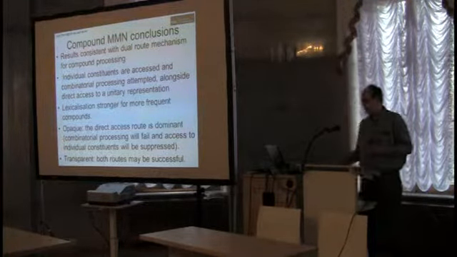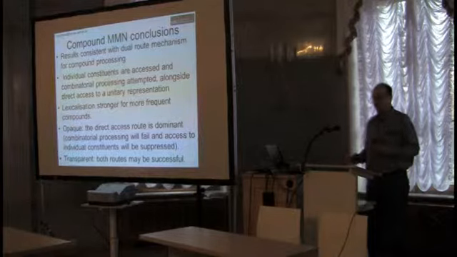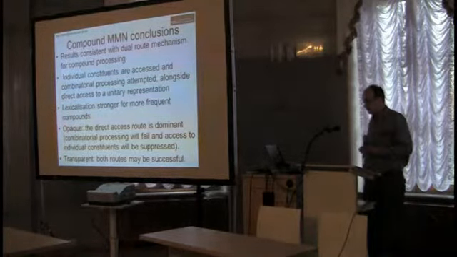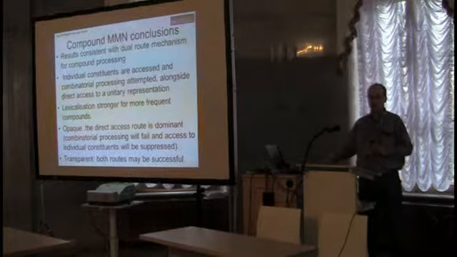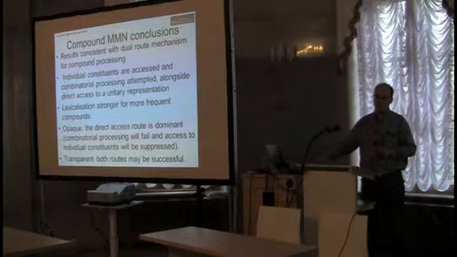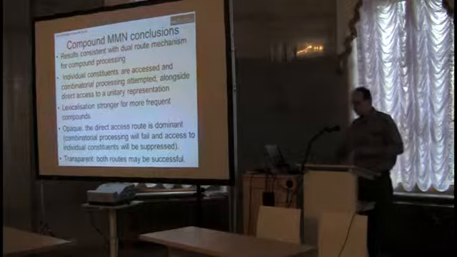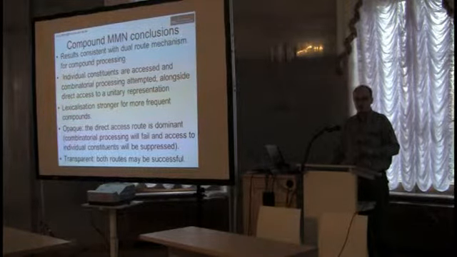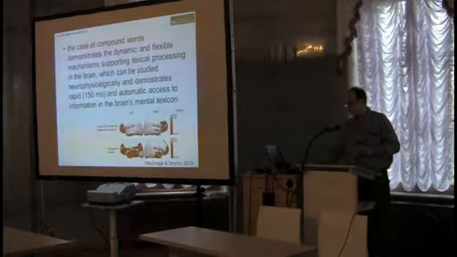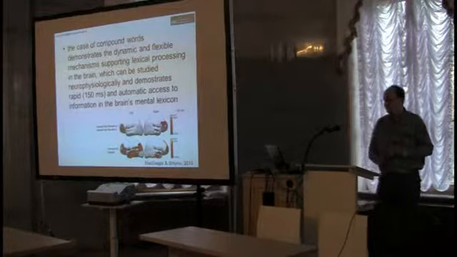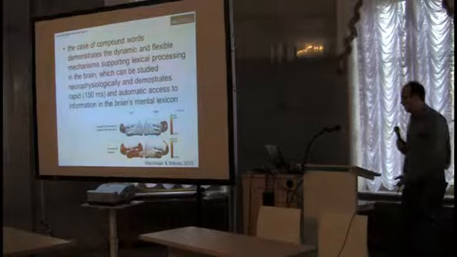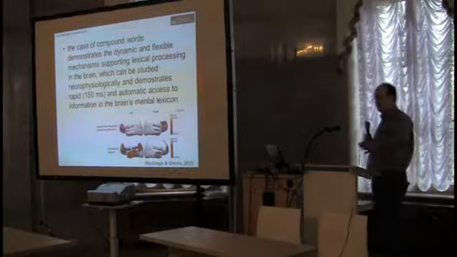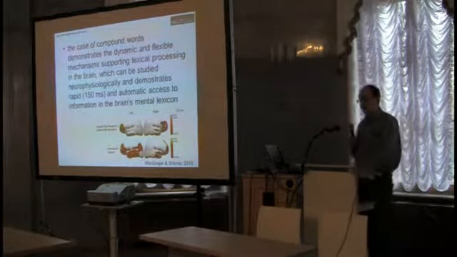So it seems like for opaque, direct access is dominant, because combinatorial processing will simply fail, and therefore you will have to suppress your individual constituents. For transparent, it seems like both routes may be successful. So it seems like this is a case that demonstrates a sort of dynamic and flexible mechanism in brain processing of lexical items.